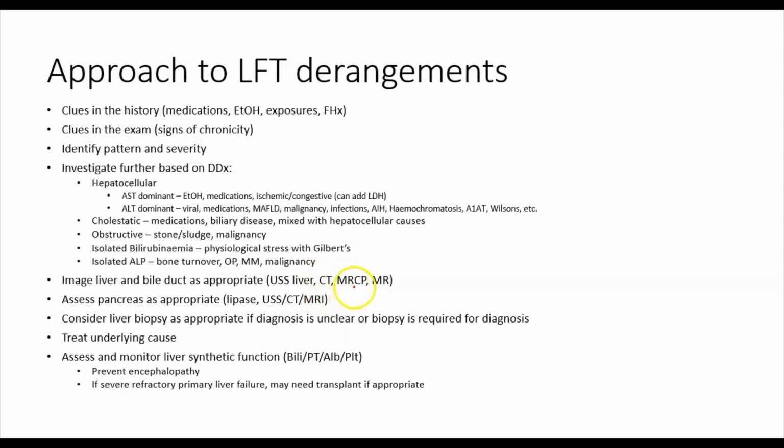An MRCP can be a useful test to look at the bile ducts, to look for both intra and extrahepatic biliary obstruction in the form of filling defects. The main role of the MRCP in the diagnostic workup is really to try and avoid an ERCP by showing that there is no biliary obstruction in the setting of low pretest probability.